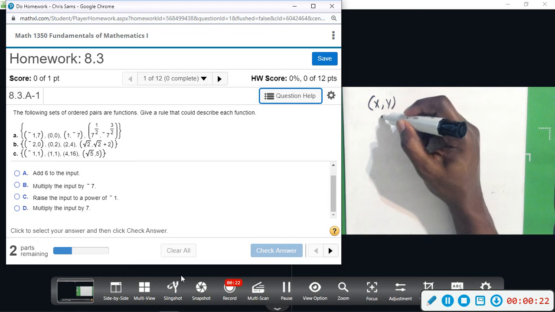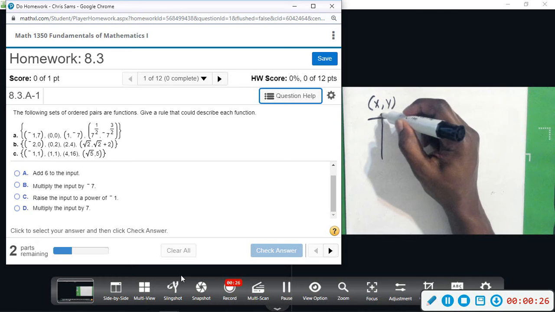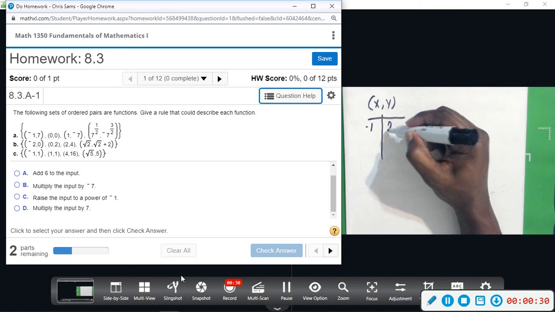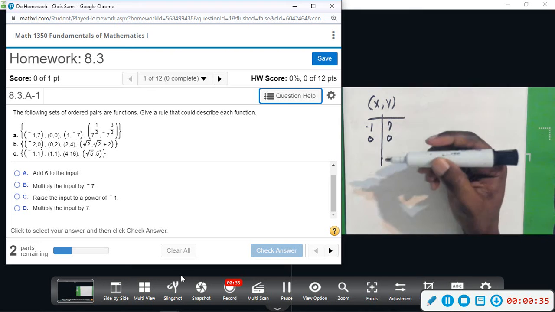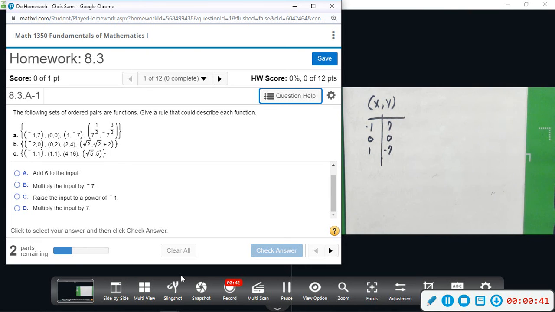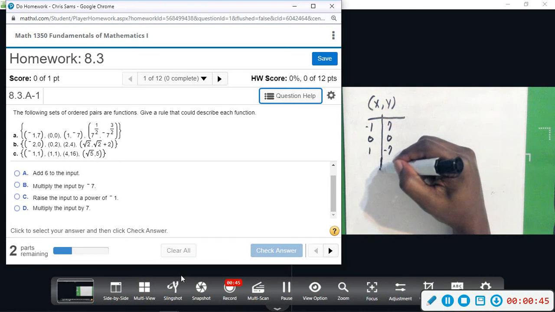Okay, so I'm going to make a table of values. The first ordered pair, we have -1 and then 7, we have 0, 0, and I'm trying to do the first 3. We have 1 and -7. Okay, so we want to look at those answer choices. Now there's one more, but I think we can do it just from the 3.